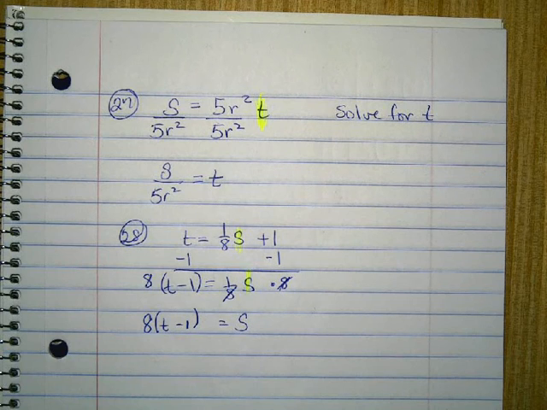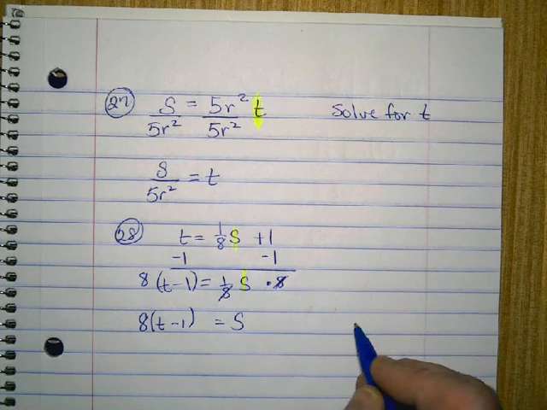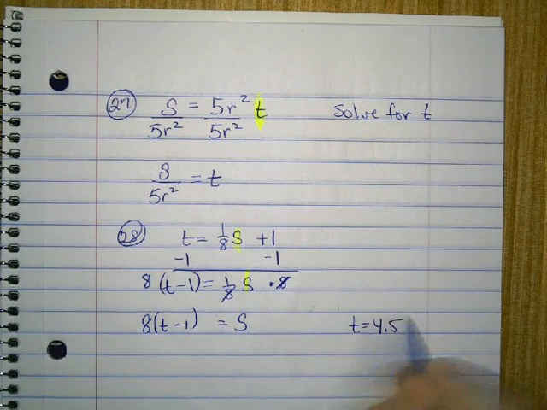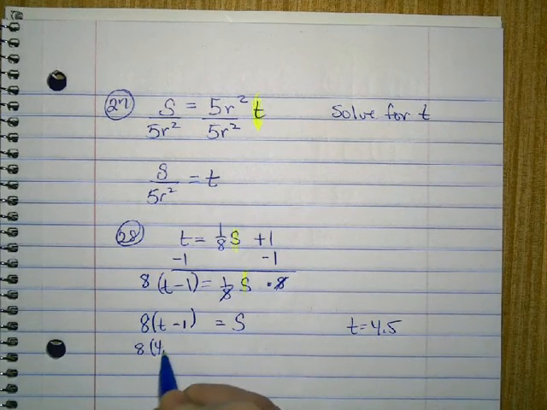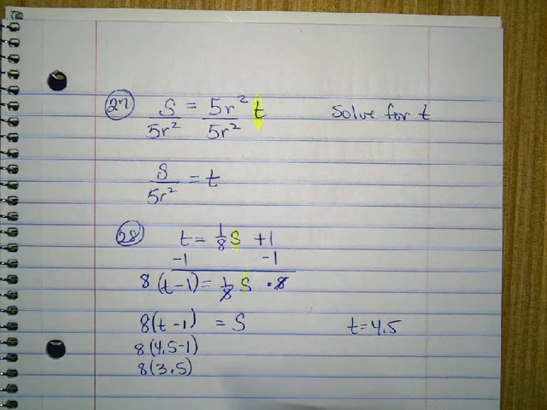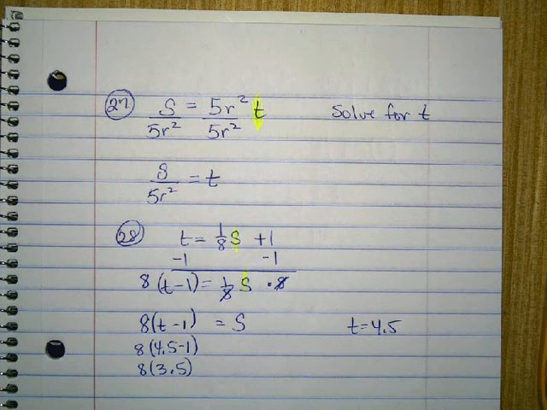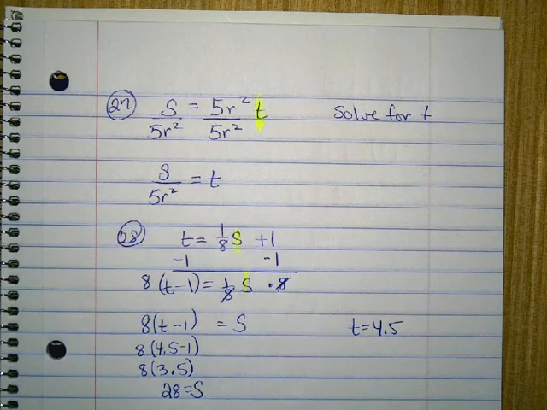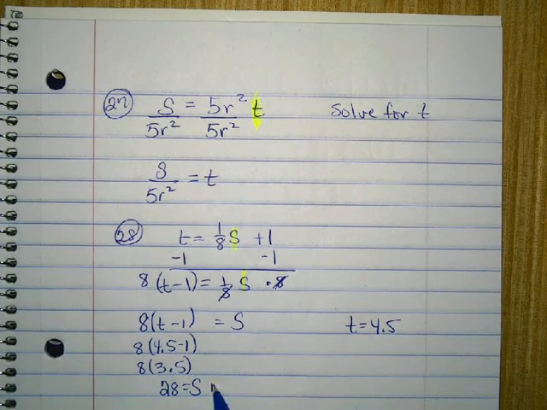Then the question says, what is the speed limit at a traffic light that remains yellow for 4.5 seconds? So when they tell you 4.5 seconds, that goes in place of t. So 8 times 4.5 minus 1. So 8 times 3.5 is 28. So I get 28 miles per hour for my speed limit.